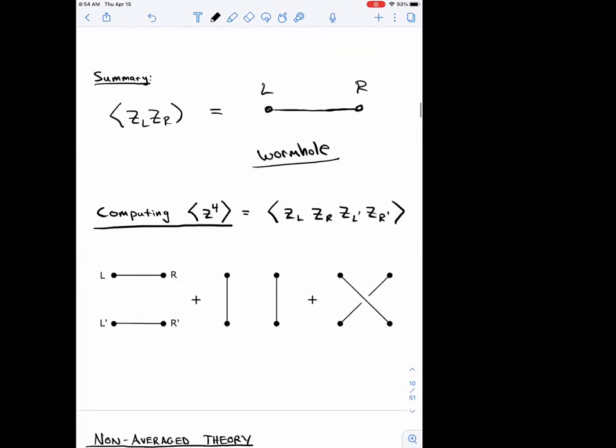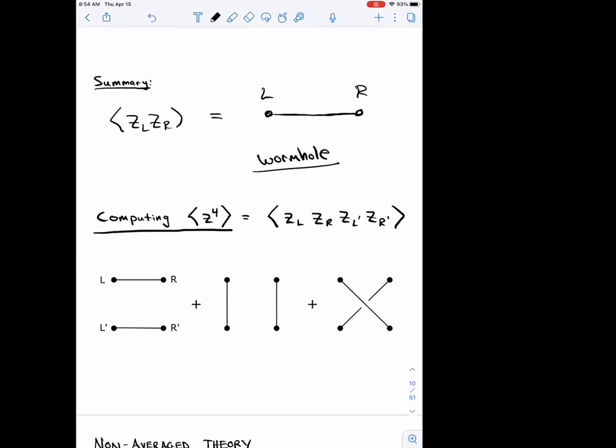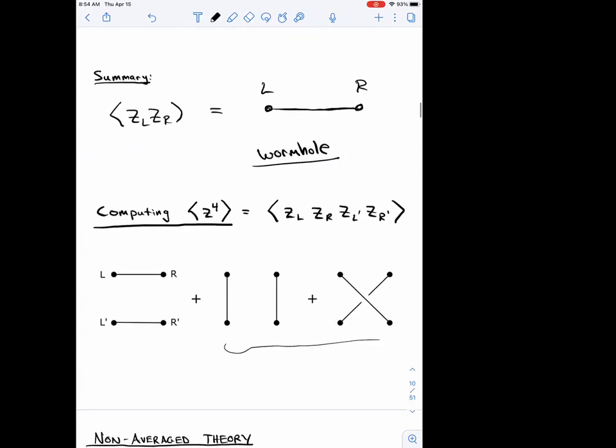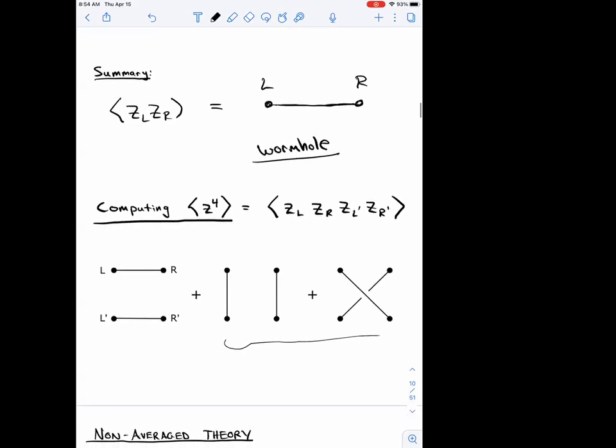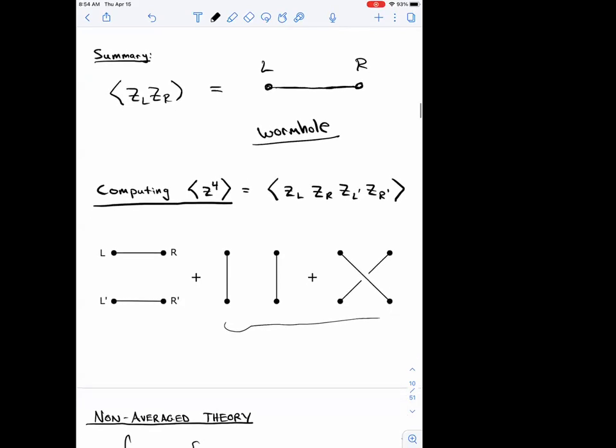Now, if we had been computing z to the fourth instead of z squared, we can think about that as a pattern of correlation that looks like this. We have these three different patterns. We can have a saddle point where the left-right correlation and the left prime, right prime correlation is non-zero, or we can have two other patterns of saddle points. And there's a permutation invariance between the three of them. These look like the three Wick contractions you can have for a Gaussian integral with the x to the fourth insertion.